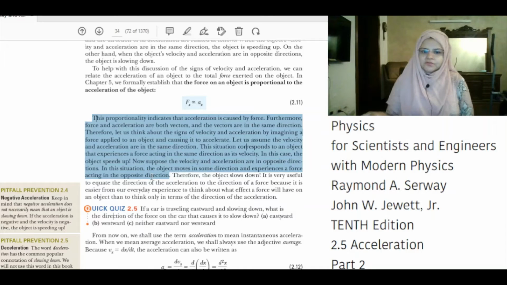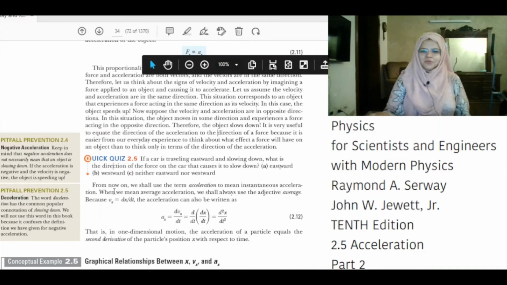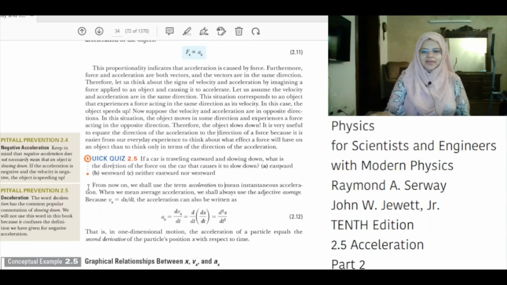It is very useful to equate the direction of acceleration to the direction of the force because it is easier from our everyday experience to think about what effect a force will have on an object than to think only in terms of the direction of the acceleration. From now on, we shall use the term acceleration to mean instantaneous acceleration. When we mean average acceleration, we shall always use the adjective average.